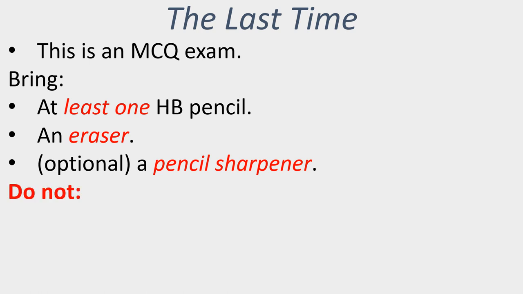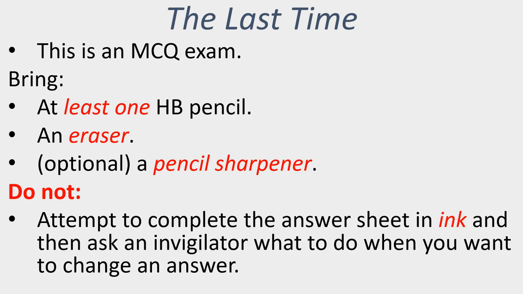Do not, under any circumstances at all, attempt to complete the answer sheet in ink and then ask an invigilator what to do when you want to change your answer. I can tell you what the answer to that is. You will have to start writing out a new answer grid. That will eat into the time you have available. The automatic marking system does not recognize ink. It recognizes graphite, in particular the graphite produced by an HB pencil.